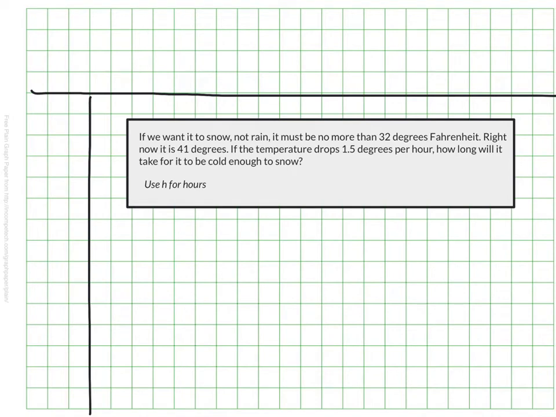In our second example, we're going to try to figure out how many hours it's going to take for it to be cold enough to snow. And we know that snow won't happen unless it is no more than 32 degrees outside, right? That is our maximum temperature. And if I'm telling you now that as I do this, that it's 41 degrees, and I'm assuming the temperature drops 1.5 degrees every hour, we can figure out how many hours it'll be until it is cold enough to snow.